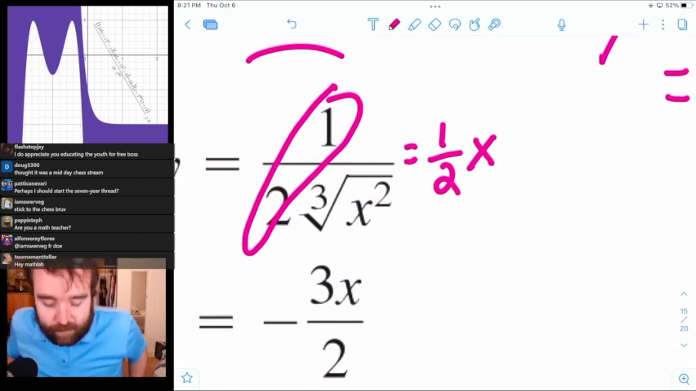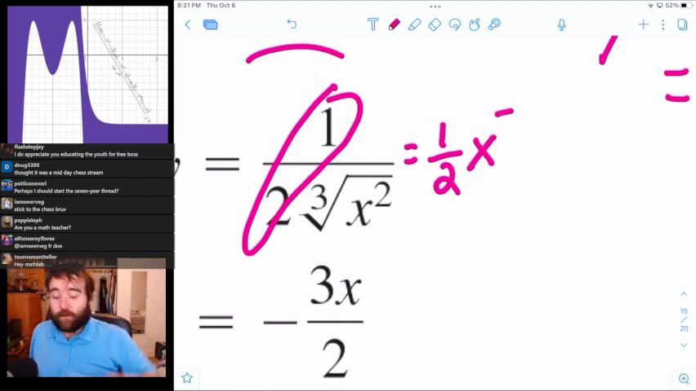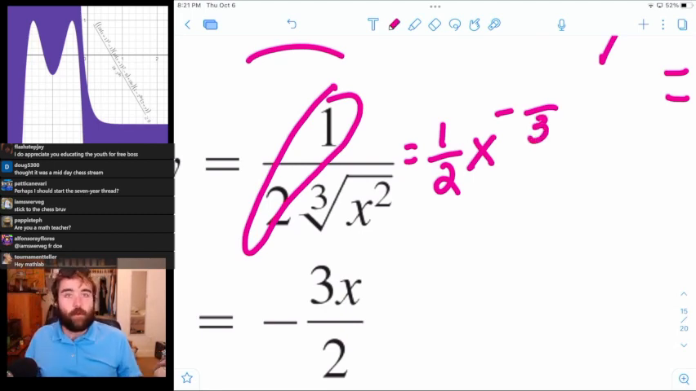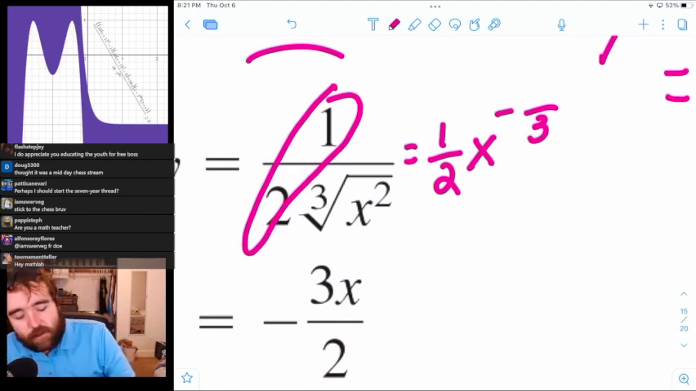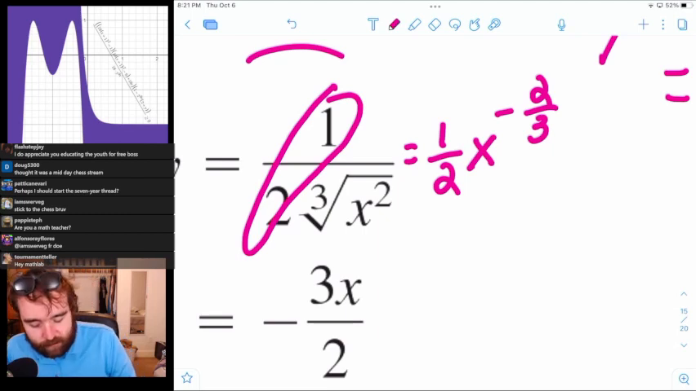So first off, it's in the denominator, which means it's going to be a negative power when we bring it to the top. And then it's a cube root. So that means it's 1/3, because that's how you write a cube root, just like square root is 1/2. But then it's x squared. So it's actually to the 2/3. So this is what we have, 1/2 x to the negative 2/3. And now that we've done that, we're ready to take the derivative.